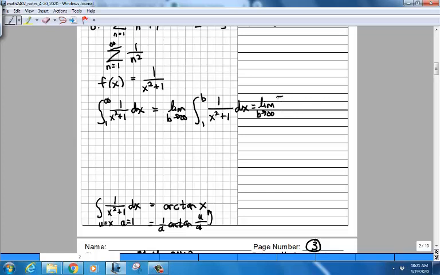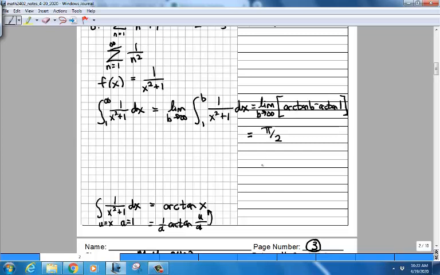So I have the limit as b goes to infinity of arctangent of b minus the arctangent of 1. And now we have to remember a little bit about the arctangent function. As b goes to infinity, what's happening to the arctangent of b as your input goes to infinity? Remember that it is going to pi over 2.